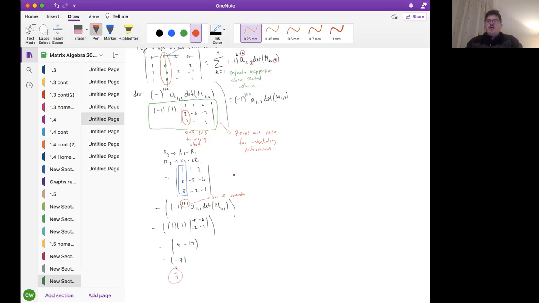So again, for 4x4, I really recommend using row operations. Otherwise, it's going to be a lot of work because then you'll have 2 or more 3x3s to worry about. But again, if you do row operations, you can only really deal with one 3x3.